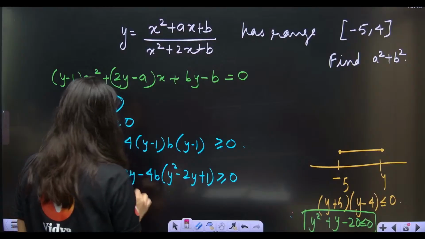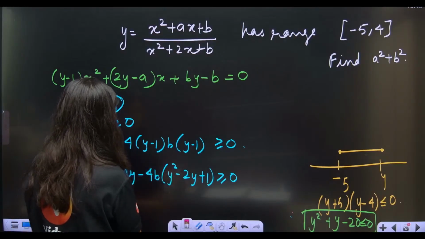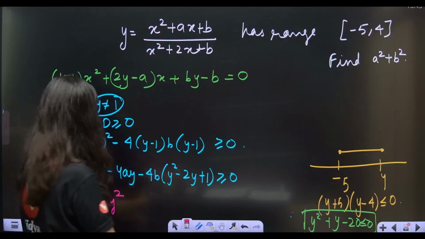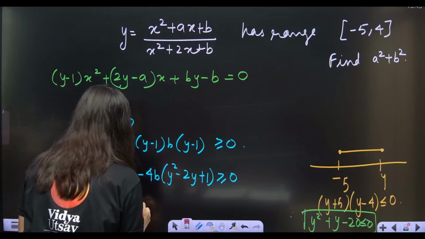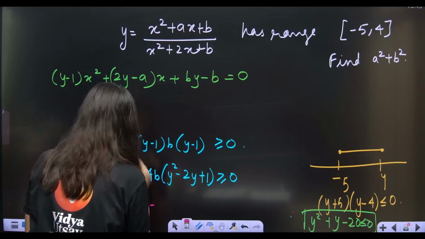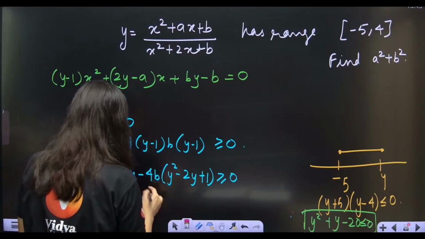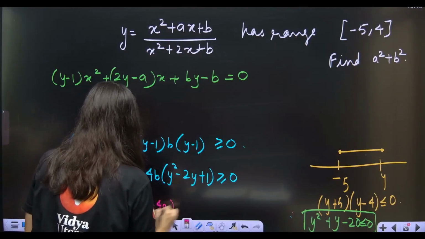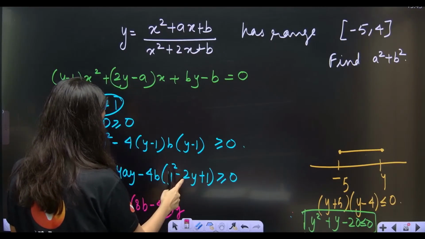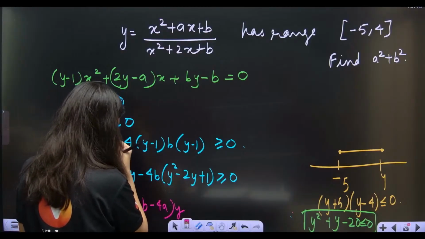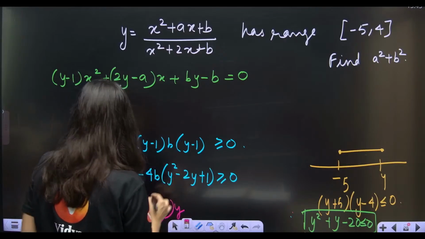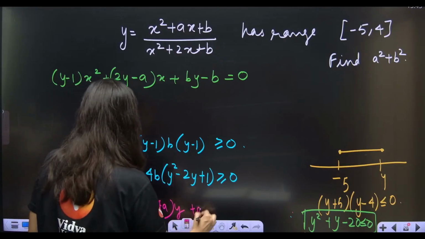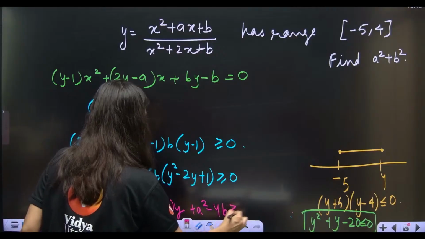Okay, minus 4ay and this is 8by. Minus 4ay, then 8by. So plus 8b minus 4a. Correct? Yes, 4b into 2. So plus 8by and this is minus 4. Yes, absolutely. And now we have plus a square minus 4b greater than or equal to 0.